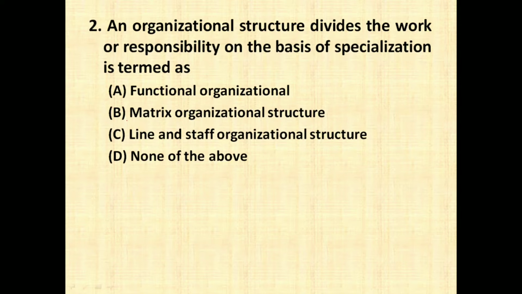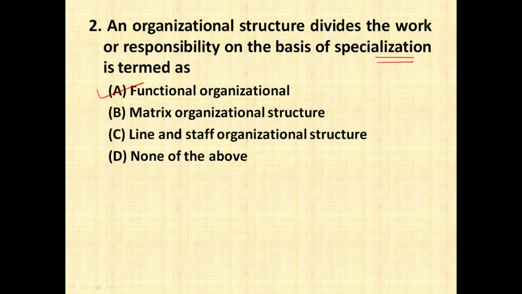The second question: an organizational structure that divides the work and responsibility on the basis of specialization is termed as: functional organization, matrix organizational structure, line and staff organizational structure, none of the above. Dividing the structure on the basis of specialization is called functional organization, which is option A. It may be marketing manager, HR manager, finance manager, production manager, etc. These are functions, therefore it is called functional organization.